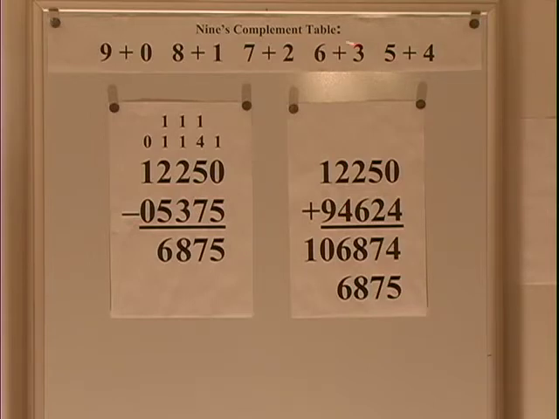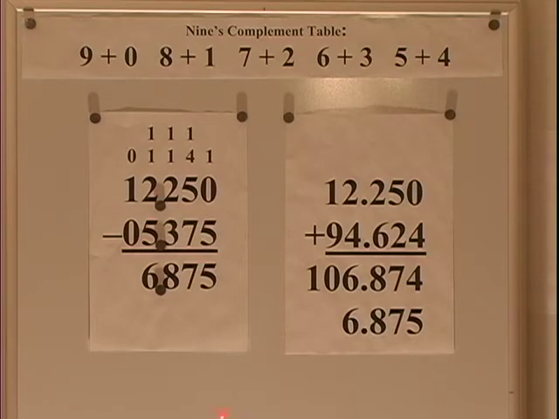And then we have our 9's complement procedure. If we forget what the 9's complement is, what number added to this gives you 9, what number added to that gives you 9, and so forth. We are going to use our original problem and add a decimal point right there, and right there. So this becomes 12.250, 5.375, and 6.875.